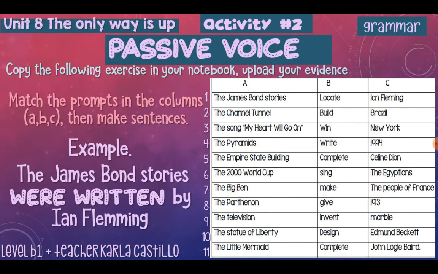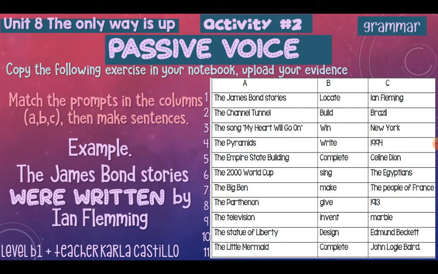Then this is activity number 3, not number 2. You have to copy the following exercises in your notebook and you have to upload your evidence, okay? Please, you have to match the prompts in columns A, B, and C and then make sentences. There are 11, but I have done 1, so you need to do only 2, okay?